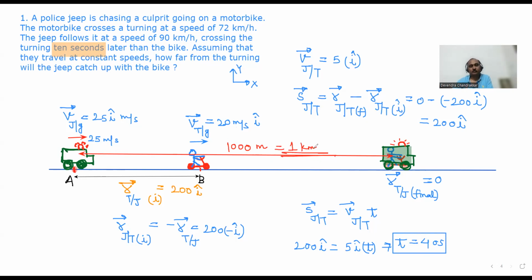I hope all of you understood this. Yes or no? Yes, sir. Now you are understanding how to use position vector, how to use displacement vector, how to use velocity vector. समझ आ रहा है नहीं आ रहा है कुछ? छापो इसको जल्दी से.